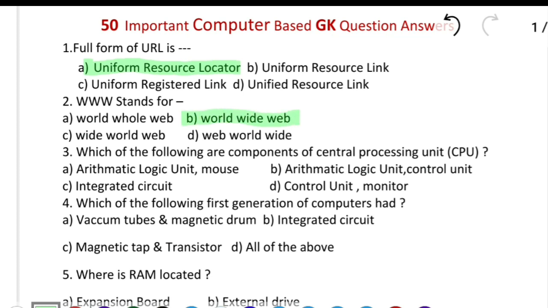Question number 3. Which of the following are components of Central Processing Unit CPU? The components of Central Processing Unit CPU are Arithmetic Logic Unit and control unit. Question number 4. Which of the following did the first generation of computers have? The answer will be vacuum tubes, magnetic drum. Option A.